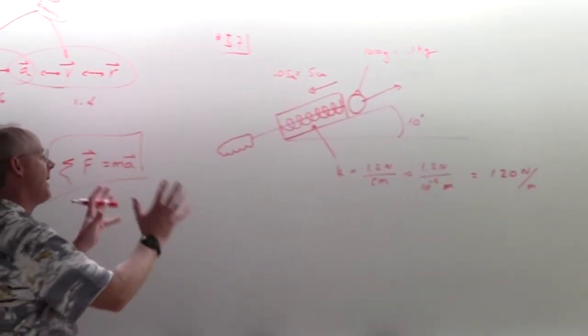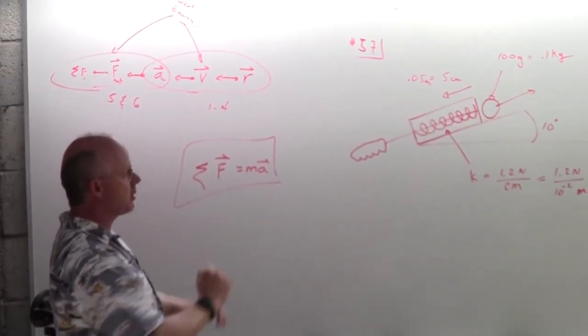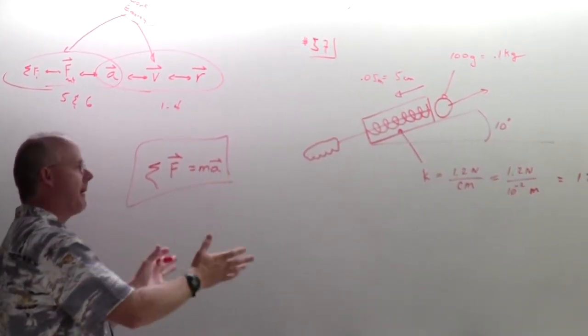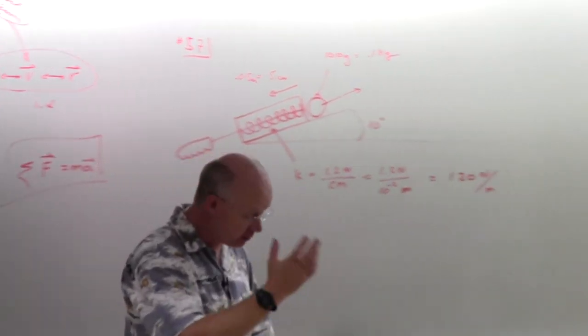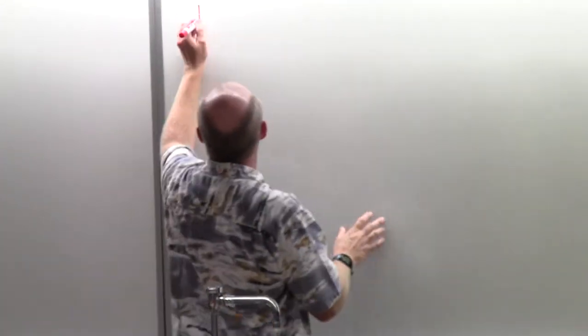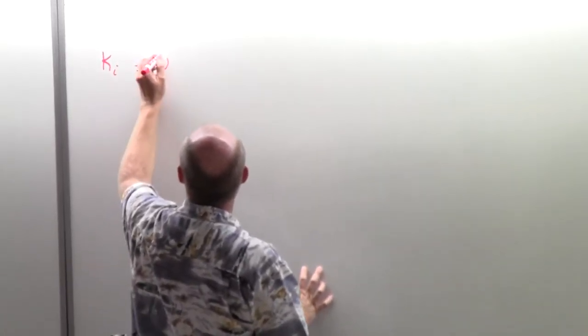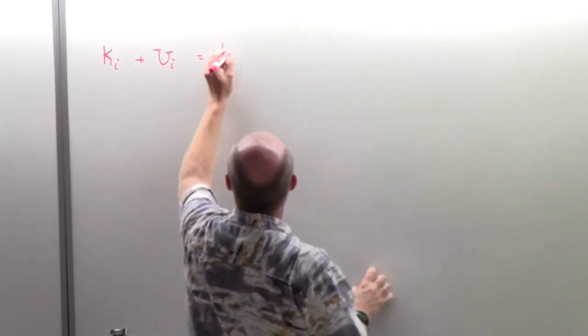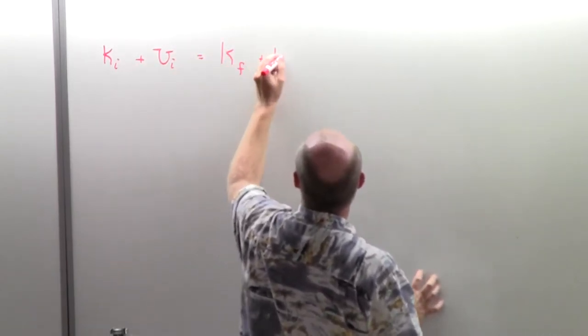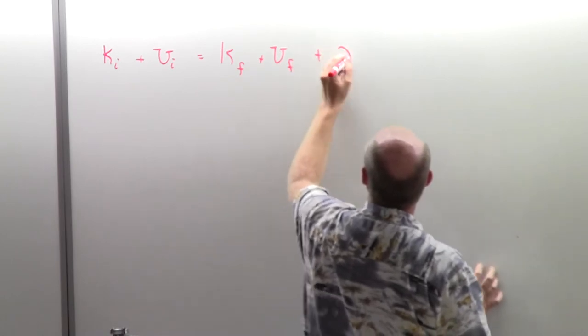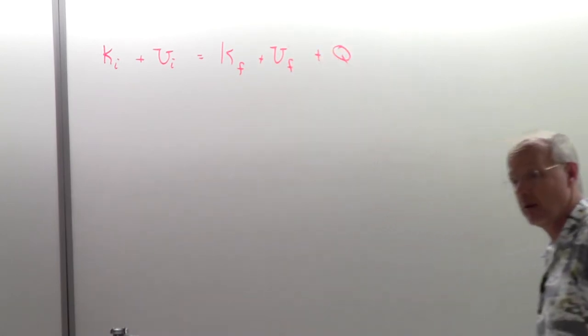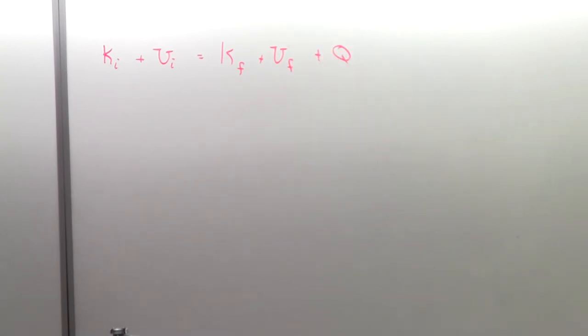Okay, so, like I said, this one, hopefully you got that good physical picture. Clearly, because it's in this chapter, it must be one on energy. So let me put that up here. Let me put initial kinetic plus initial potential must equal final kinetic plus final potential plus any heat that's created along the way, any friction.